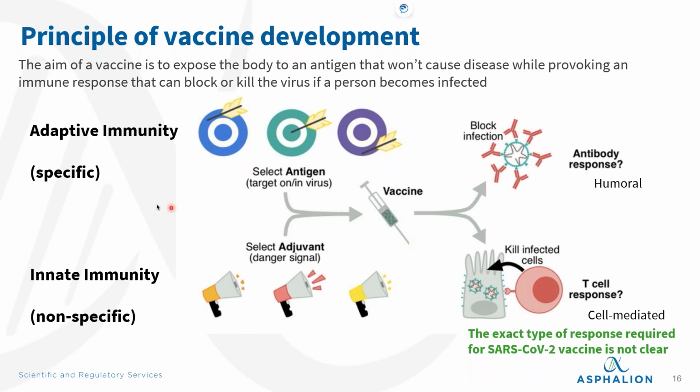This involves both responses. Ideally, the vaccine should activate both arms of the immune response. It should activate adaptive immunity via a specific antigen which targets the virus, and it should activate innate immunity via non-specific danger signals, which are usually achieved by the addition of an adjuvant, which is combined in the vaccine. The vaccine then produces the immune response, either a humoral response, which produces antibodies which may block infection, or a cell-mediated response by T cells, which recognize infected cells and kill them. The exact type of response required for a SARS-CoV-2 vaccine is not clear at the moment.